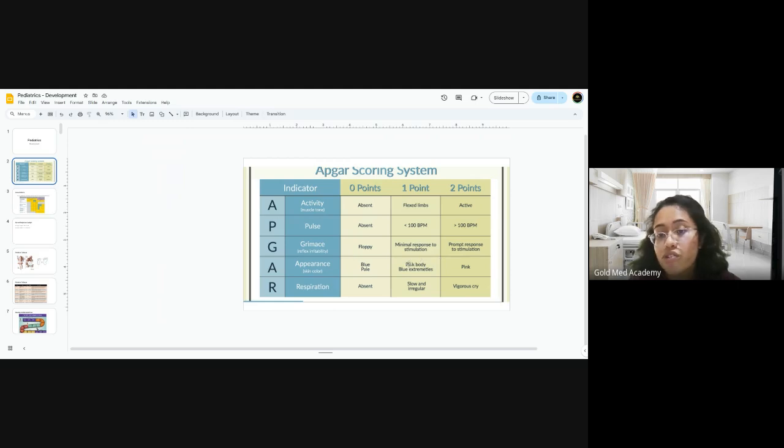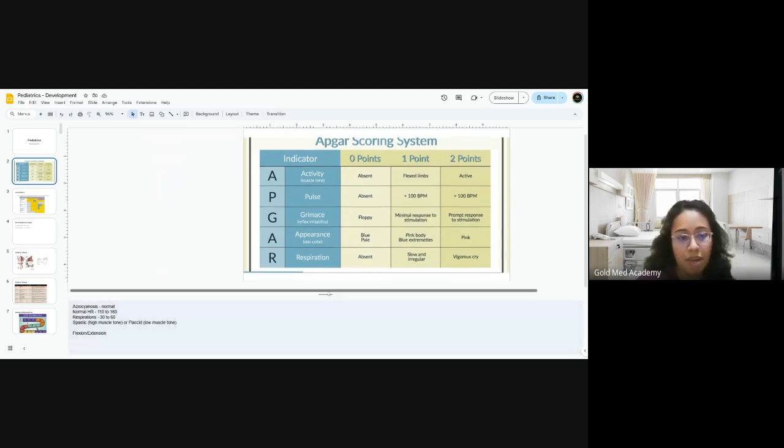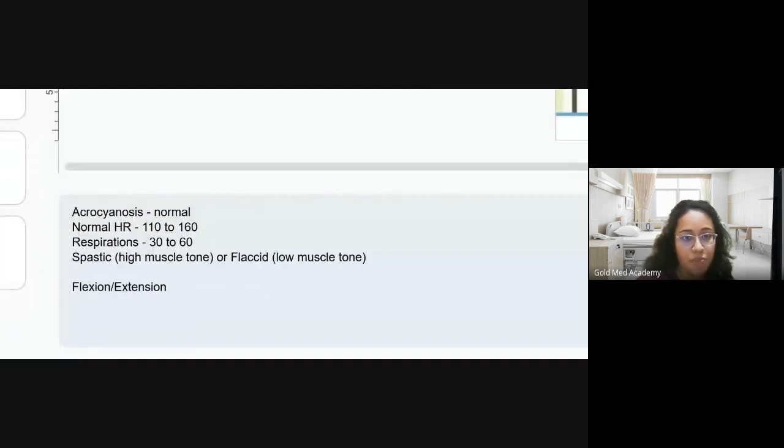At 1 point, if they receive 1 point, that's usually a pink body and they have blue extremities. This is considered more acrocyanosis. Acrocyanosis in some cases can be normal. It will usually correct itself, but that is something normal to have. So if you see a test question where it says acrocyanosis, this is considered normal.